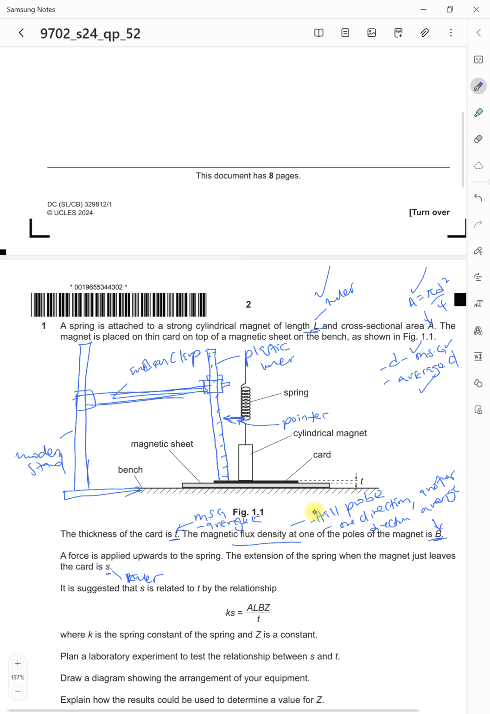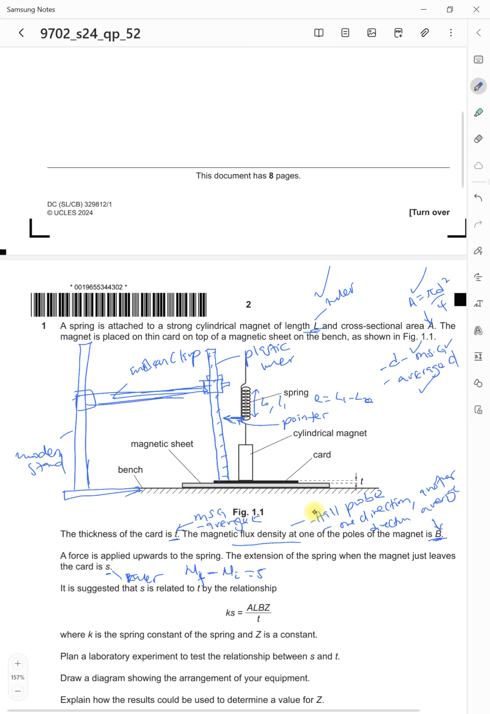So those are the measurements. So I'll find the new position of the pointer minus the initial position of the pointer to find s. New position of the pointer minus the initial position of the pointer is going to be equal to s. Okay. Or you would measure the original length of the spring, call that one L naught, and then you find the new length of the spring, then you subtract to find the extension. So extension can also be L1 minus L naught.